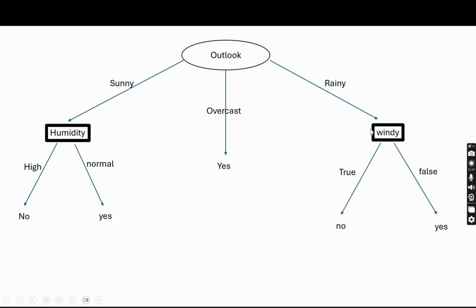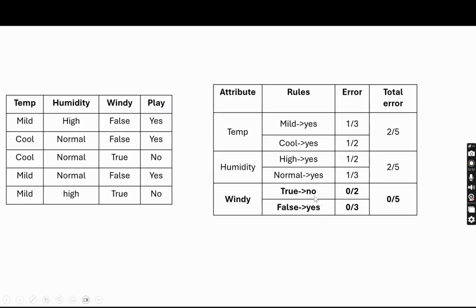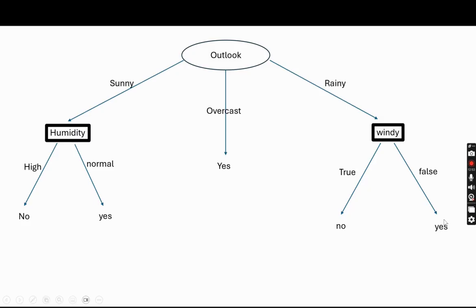So for rainy, the next decision node is windy, and if it is true, then it tends to no, and if it is false, it tends to yes. So this is the decision tree we have constructed for the given data set. Based on this decision tree, we can predict the target column or classify the target column based on the decision tree constructed for the given data set.